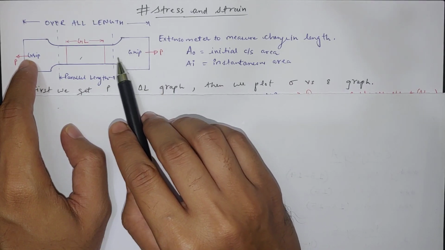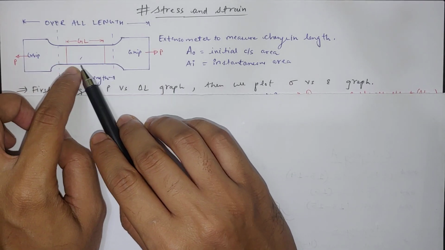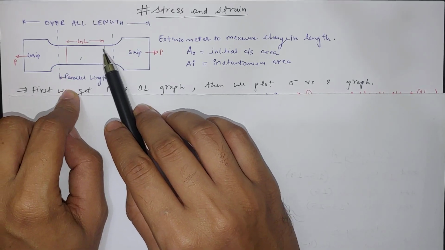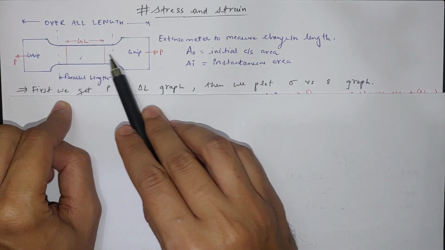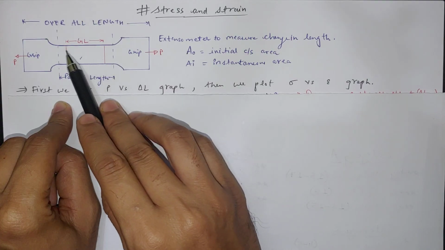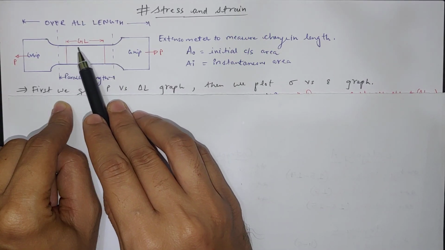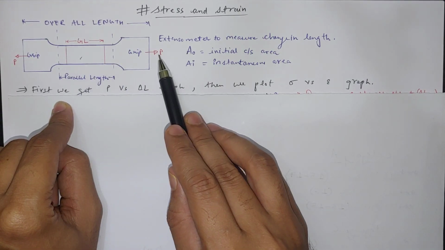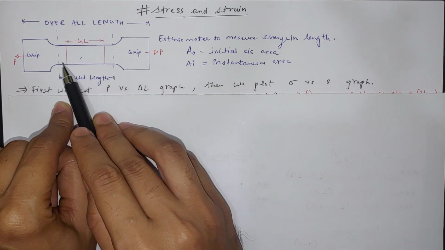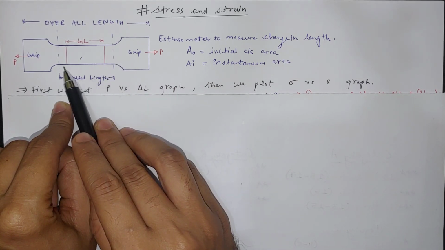We give a tensile load, and the load transfers to this smaller cross section because more stress will be here. Load P is the same throughout on each and every cross section, but the smaller the cross section, the more stress there will be, because the stress will be P upon A. So here is the smaller cross section, so more stress will be here.